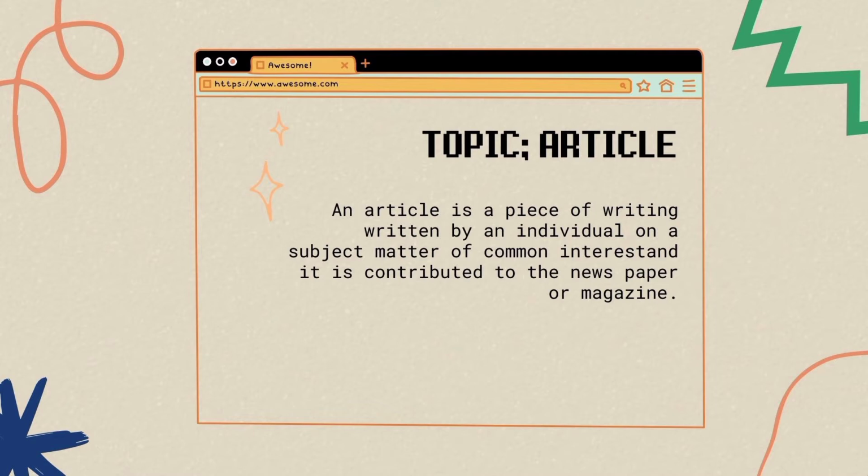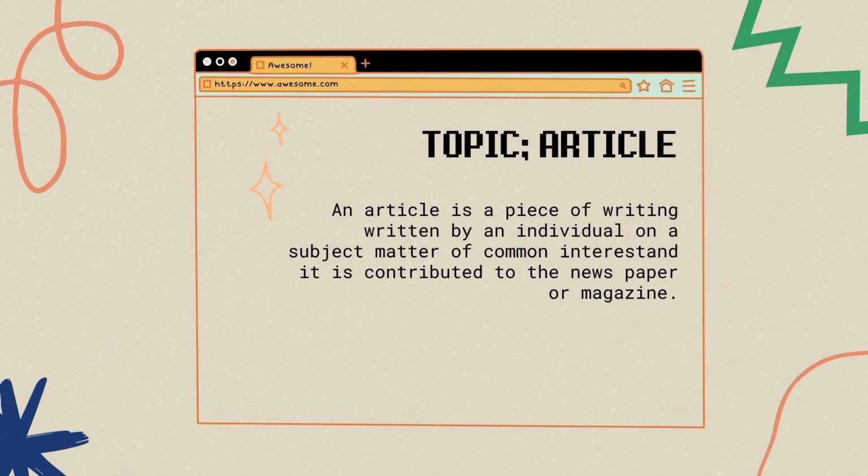An article can be written to entertain, to educate, or to inform the public. So it's like you want to communicate to the public or to a large number of people using the what? The newspaper or the magazine. So you write an article to the editor, then they'll publish your article. They will publish your message. So when they publish that message based on a subject matter of common interest, that's what we call a what? An article. That's an article.